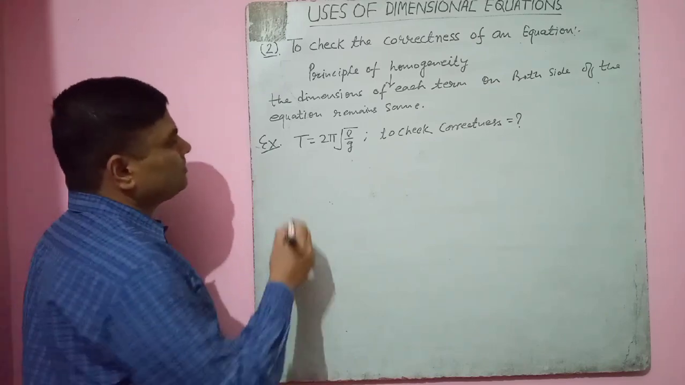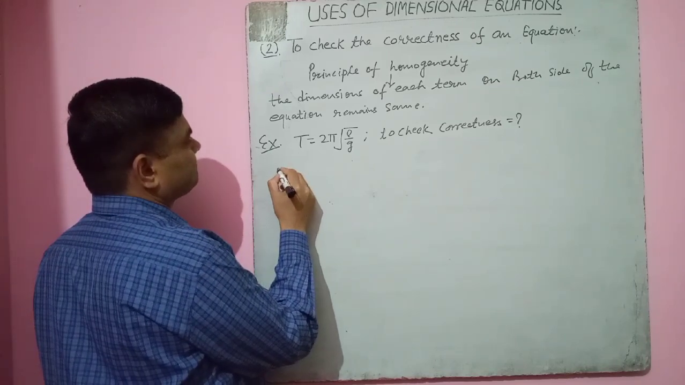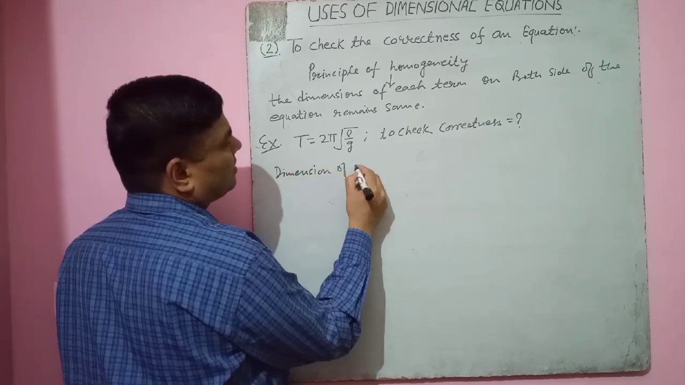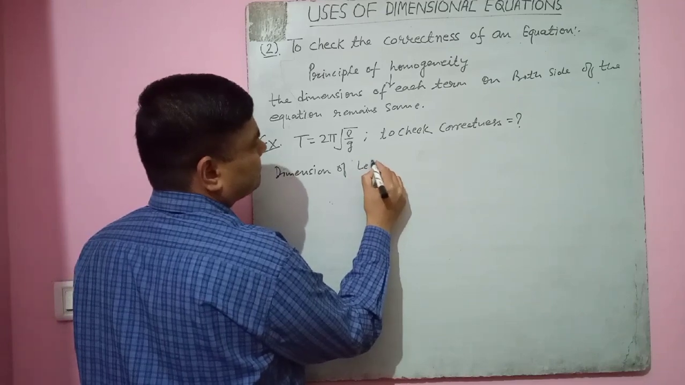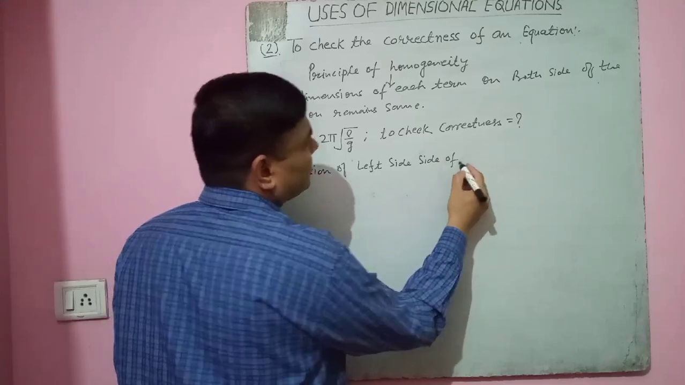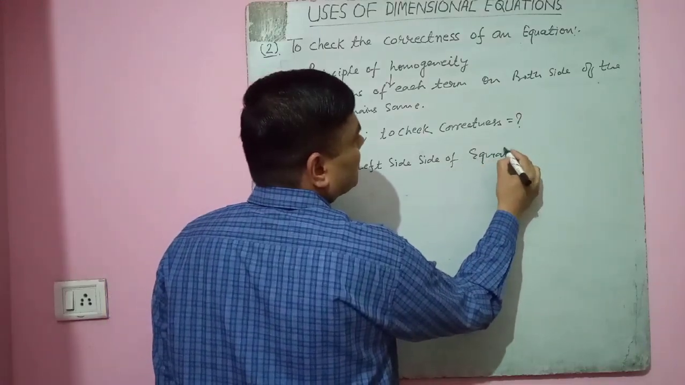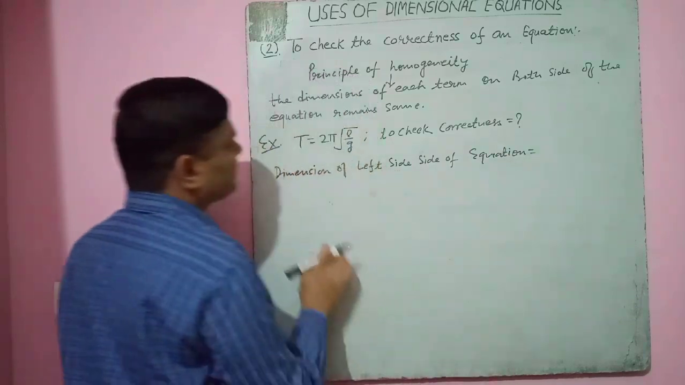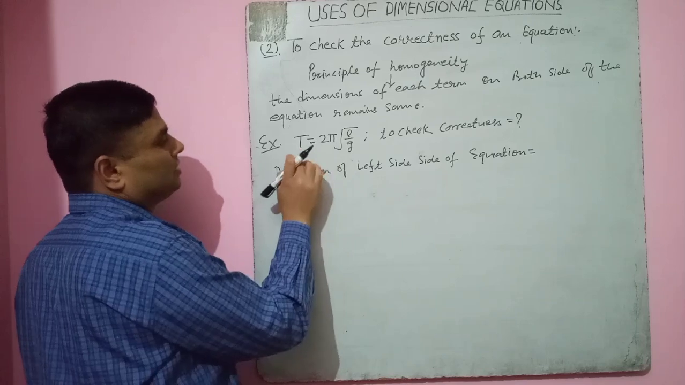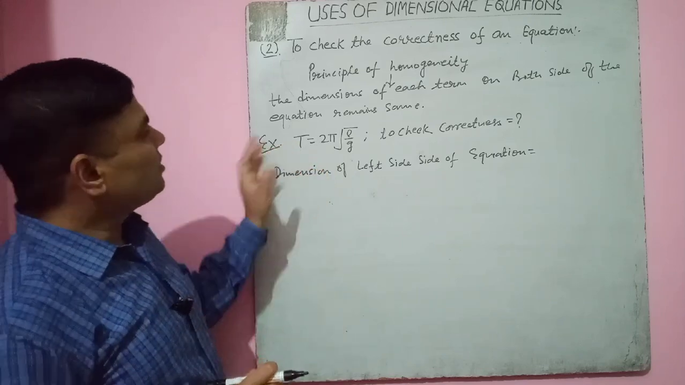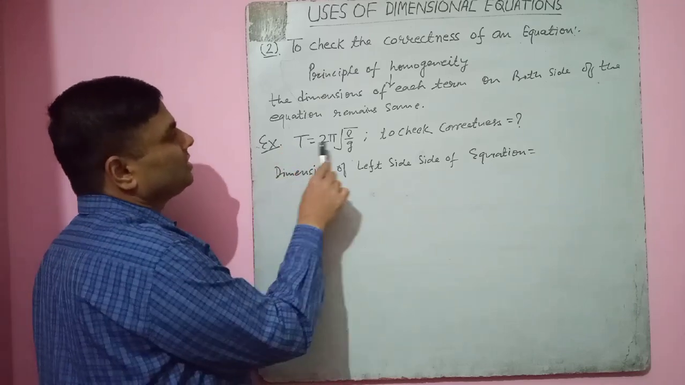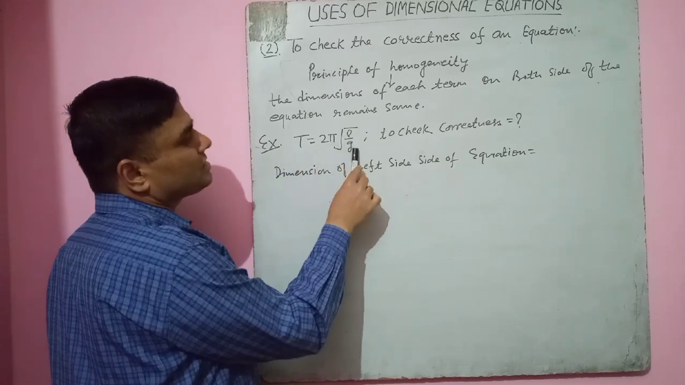Okay, so the dimension of the left side of the equation will be equal to, this is the formula. Actually you will study it after some time. This is the formula for the time period of a simple pendulum. T is the time period, L is the length of the thread, and g is the acceleration due to gravity.